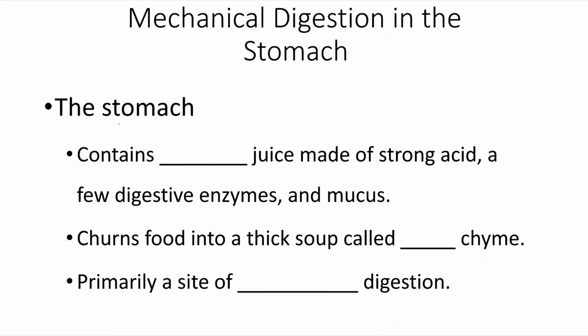The stomach contains gastric juice, made of a strong acid, a few digestive enzymes, and mucus. The stomach churns food into a thick soupy mix called acid chyme. And as I had mentioned, the stomach is primarily a site of mechanical digestion.